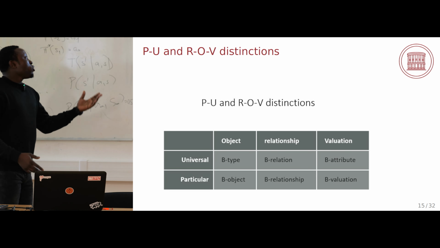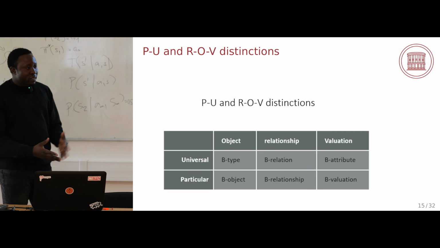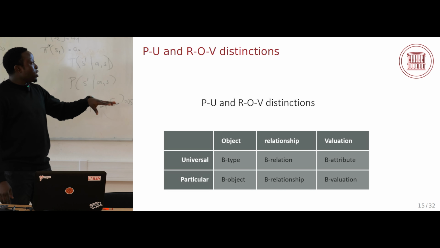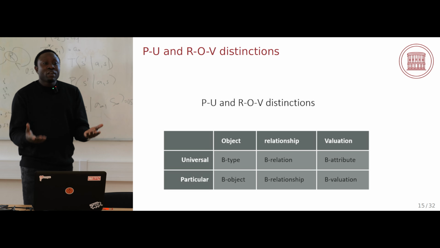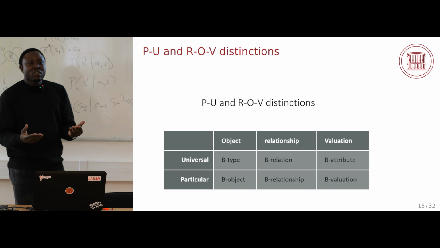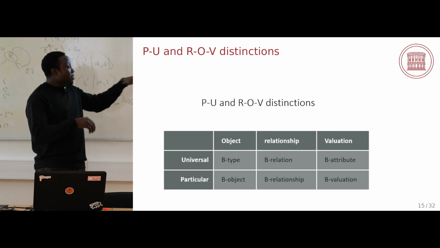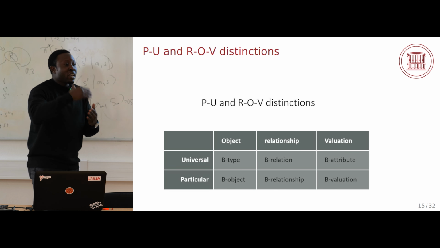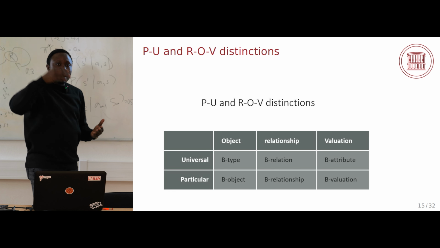And it is built on these distinctions: the B types, the B relations, the B attributes, B objects, B relationship, and B valuation. Now, these B types are universals. Universals are entities that have instances. You can instantiate them. For example, the B types which have instances are also of different levels. We can have B type 1, B type 2, that is more like the first order type, second order type, third, and then as the level increases.